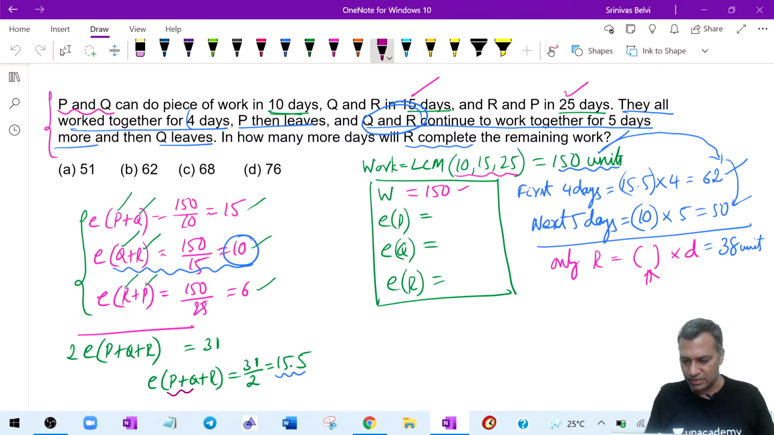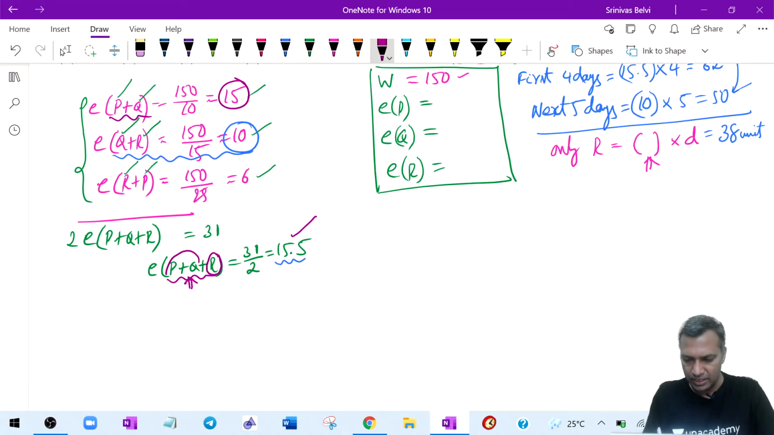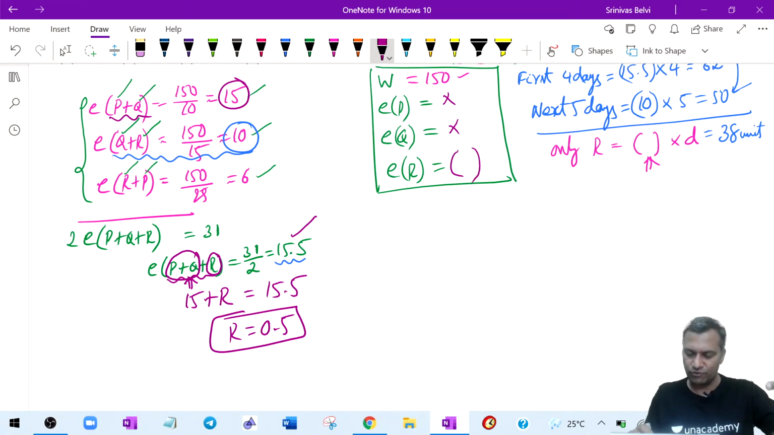What is the total efficiency of PQR? 15.5. If you want the efficiency of R, substitute for P and Q. What is the efficiency of P and Q? 15 units. Let's substitute. Efficiency of P and Q is 15. 15 plus efficiency of R is equal to 15.5. Therefore, efficiency of R is equal to 0.5. I don't want to find what P is or what Q is, not required. Only R is required.